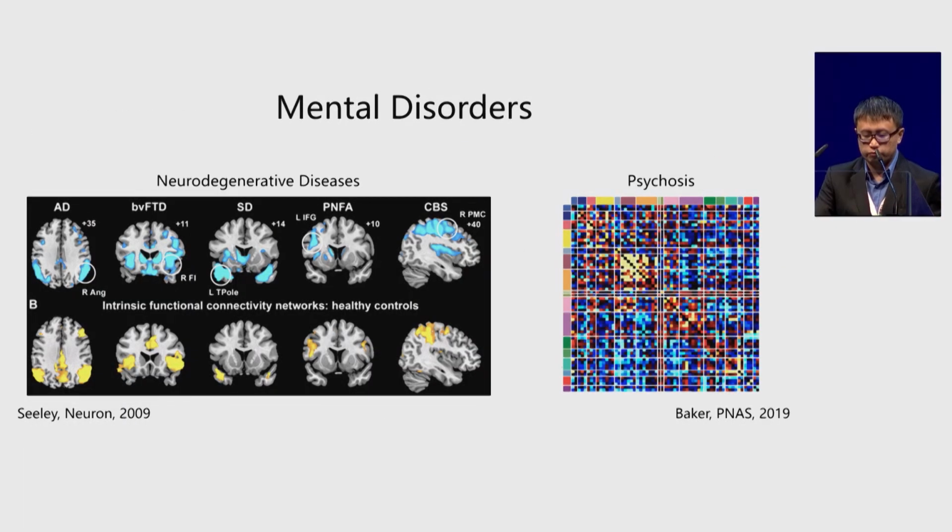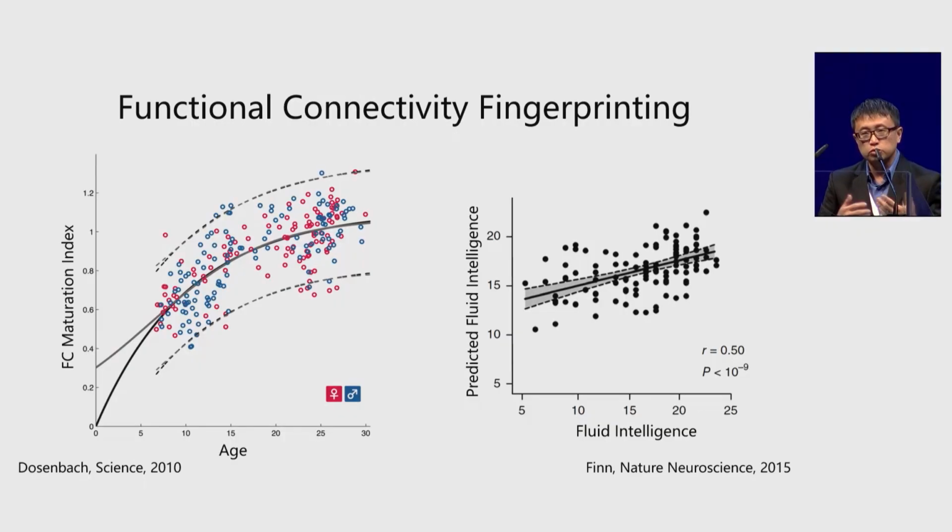There's, of course, also a lot of interest in using resting state fMRI to study neurodegenerative and psychiatric disorders. Furthermore, we can use resting state fMRI to predict brain maturity and also cognitive abilities in healthy individuals. So overall, resting state fMRI is a powerful tool for exploring healthy brain organization, mental disorders, as well as individual differences in cognition. For the rest of this talk, I plan to talk about how we use generative models to explore resting state fMRI.